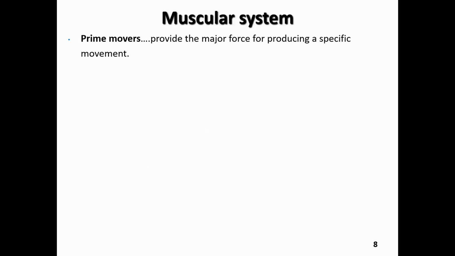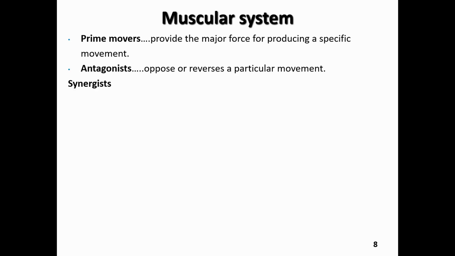Some other key definitions to understand about muscles include the term prime movers. The term suggests that we're referring to a muscle that is responsible for generating a particular movement, and so that would be the muscle, or sometimes a pair of muscles, that are the major ones involved in generating that movement. Antagonists are muscles that oppose or reverse a particular movement.